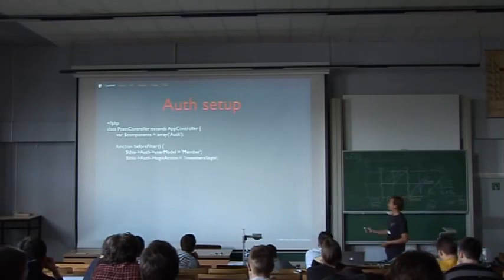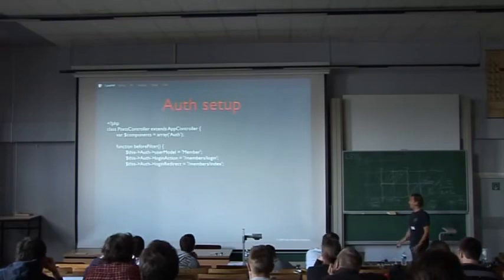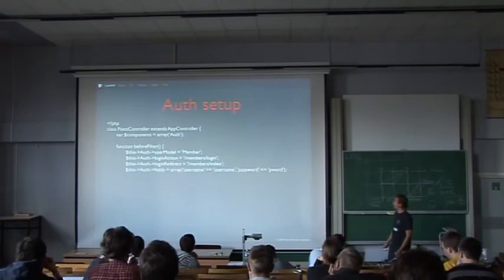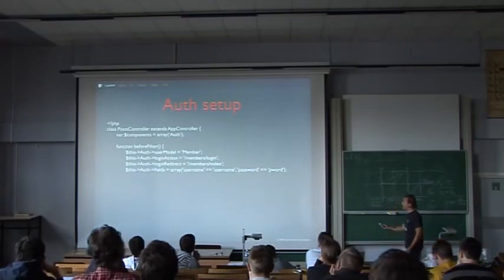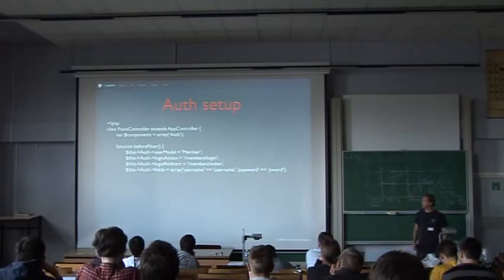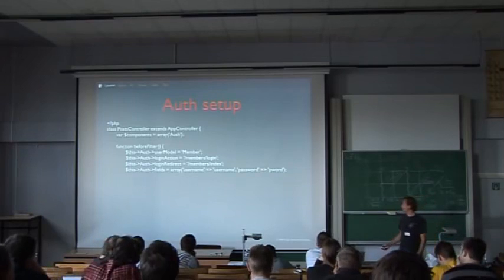So here we're going to set the user model to be a member. We've got a login action that we're going to define. These are all sort of the defaults anyway, so we don't really need to define these. You could define the login action as an array or a string. It's up to you. The array would use the reverse routing that we talked about a little bit before.